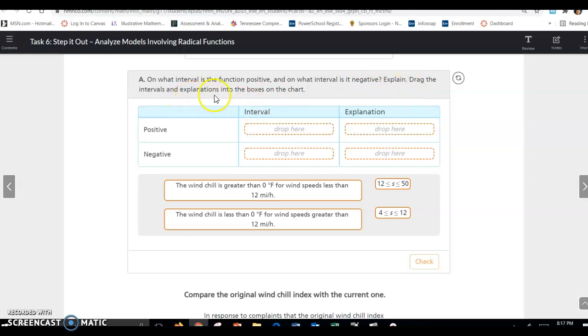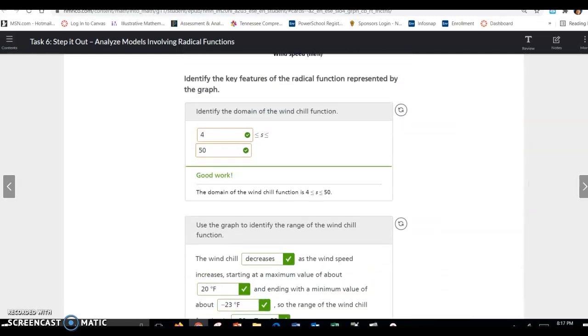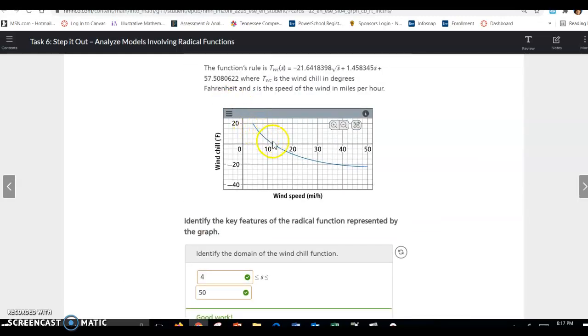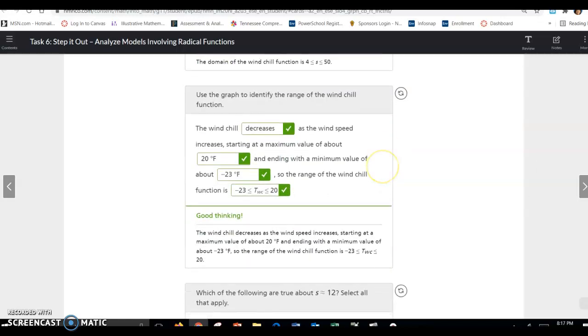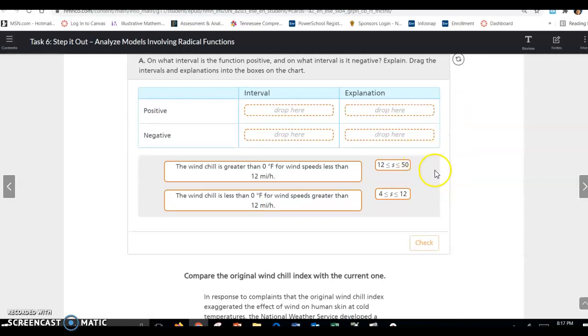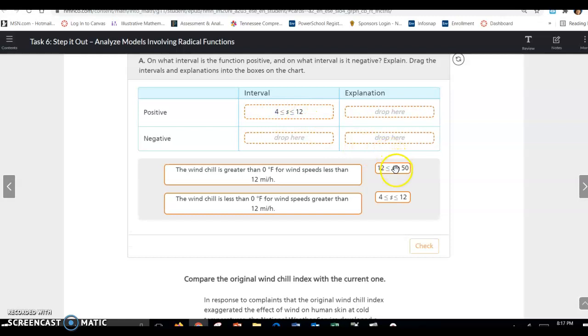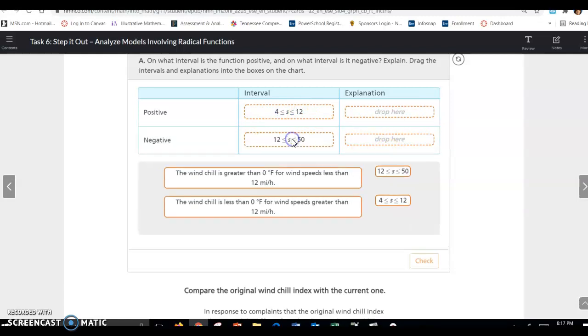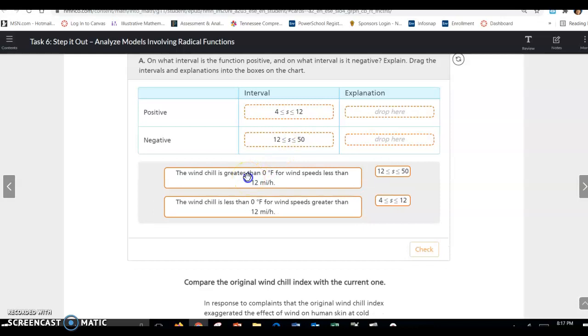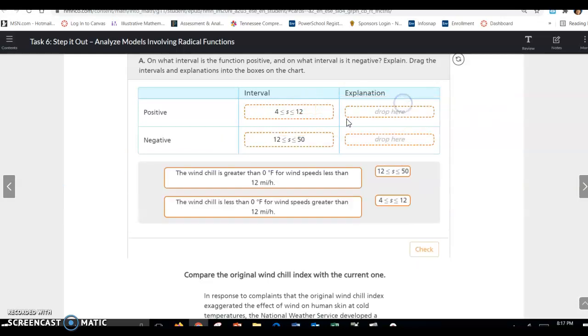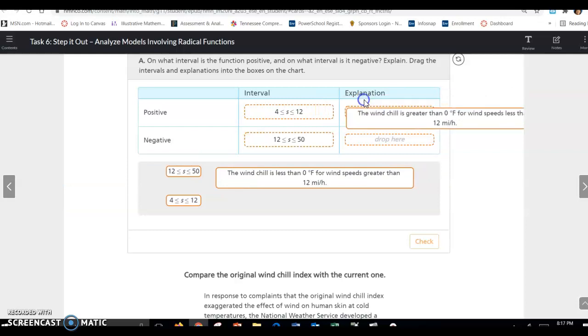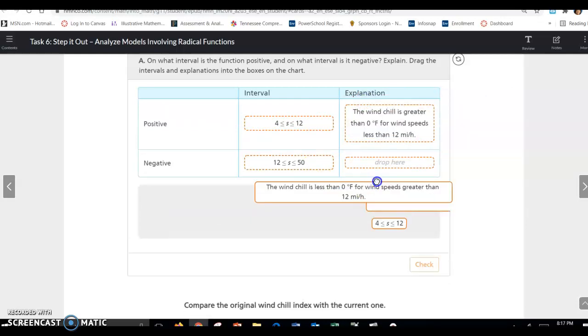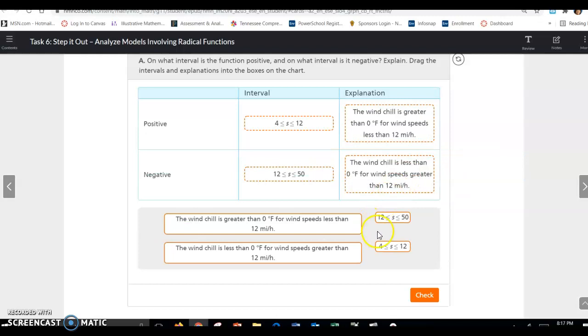On what interval is the function positive and what interval is it negative? Drag the intervals and explanations into the boxes. It's positive until it gets to 12, and then after 12 it becomes negative. So from 4 to 12, it's positive, and from 20 to 50, it's negative. The wind chill is greater than 0, and the wind chill is less than 0 when it goes below that line.